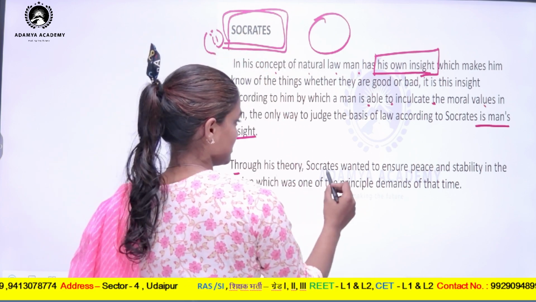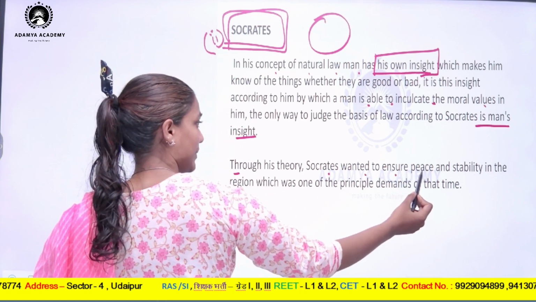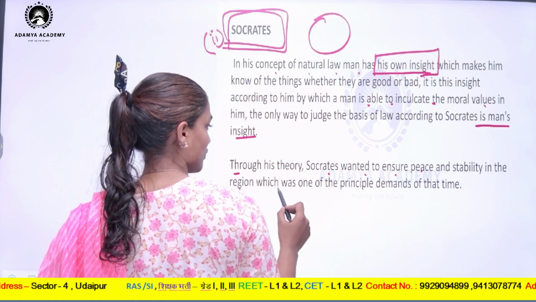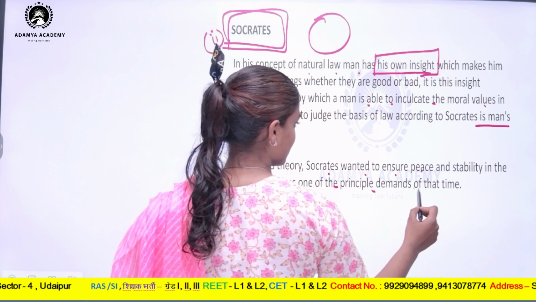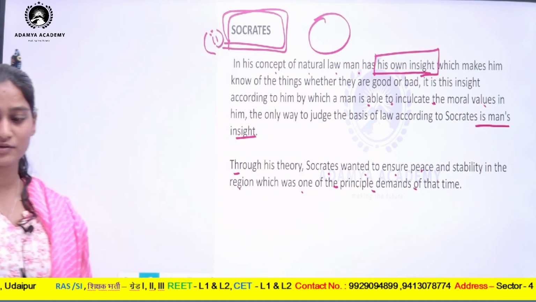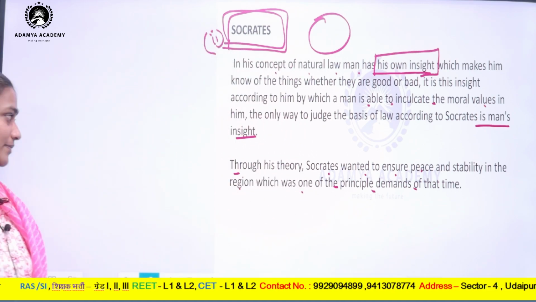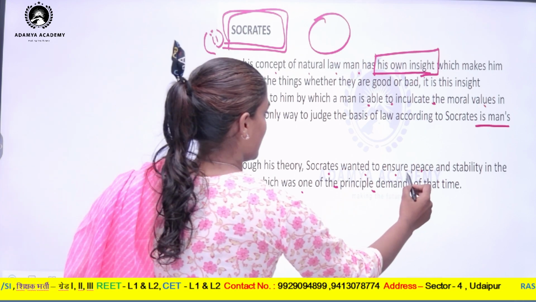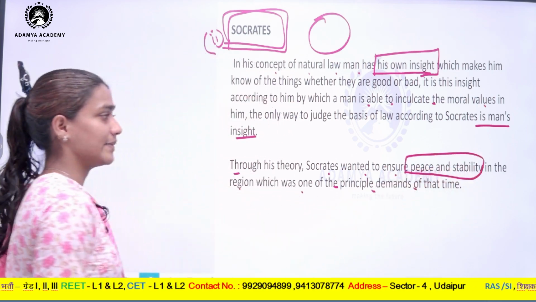Through his theories, Socrates wanted to ensure peace and stability in the region, which was one of the principal demands of that time. So what does this actually mean? He emphasized on the peace and stability.